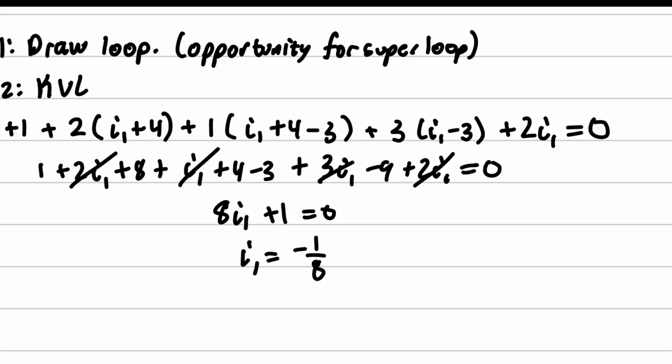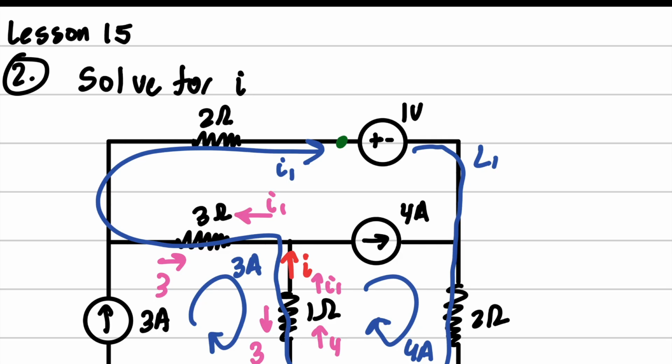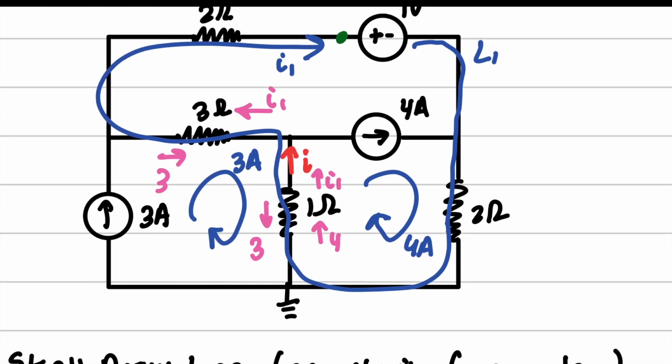Now, once again, this is not the answer. Okay, we only found I1. If we were looking for this current, we would be done. But we're not. Okay, we're looking for this current. So once again, we are going to apply KCL.